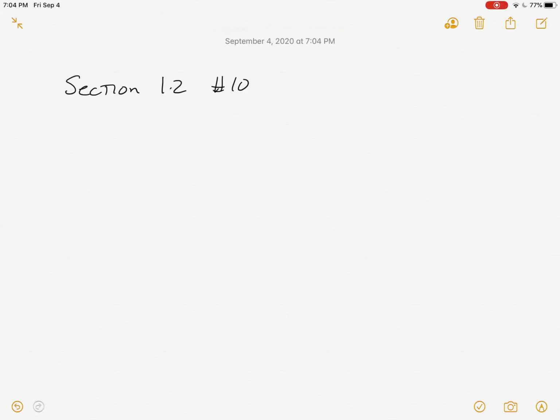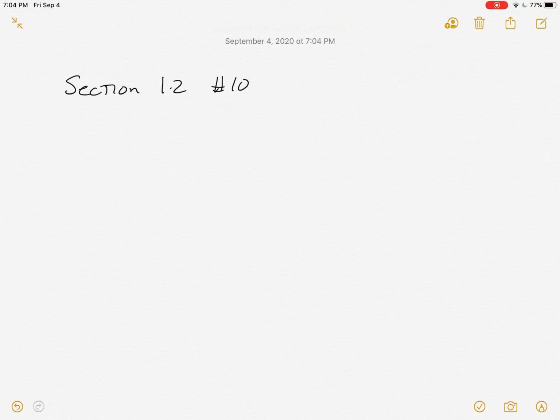All right, I have the request to do a problem in section 1.2, number 10. As we look at this problem, what we have is a triangle that's being drawn. Apologize, I'm flipping to that problem right now. I thought I was on the right page, but I wasn't.